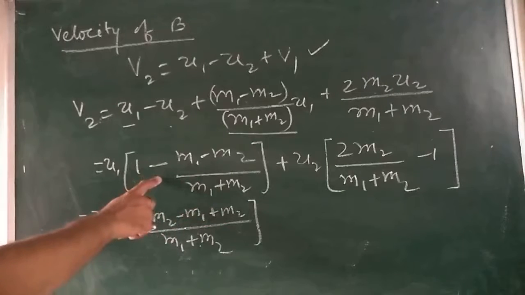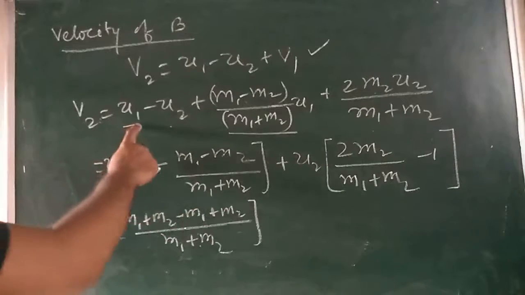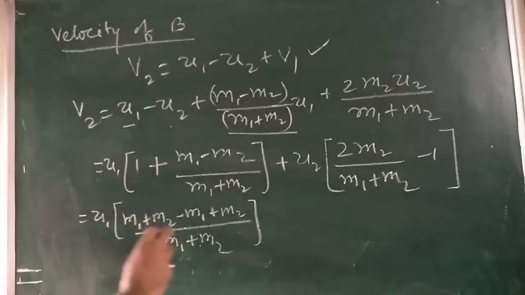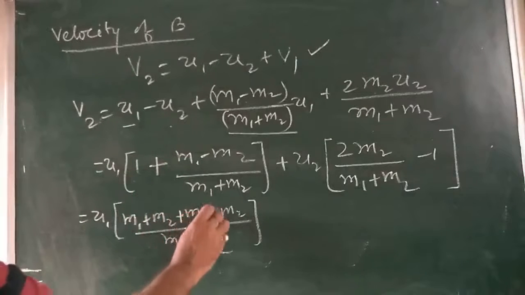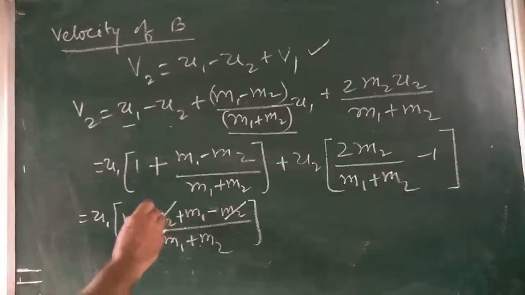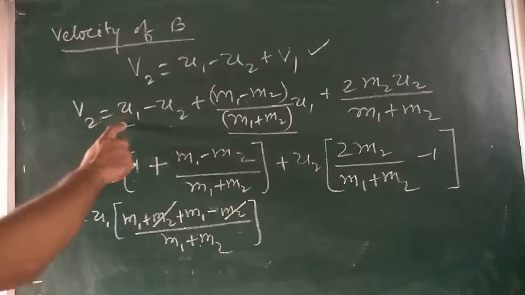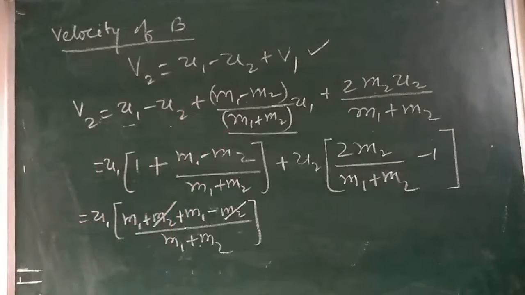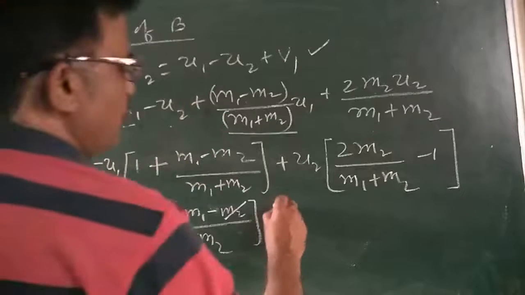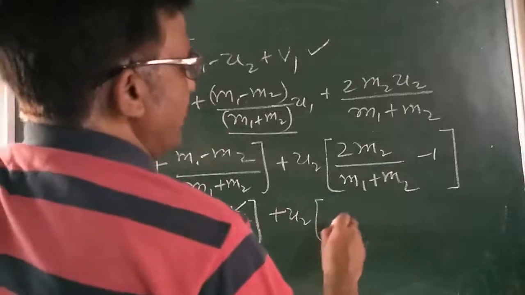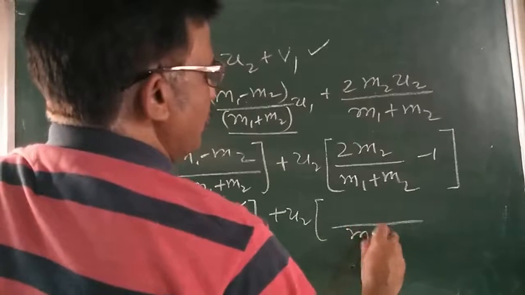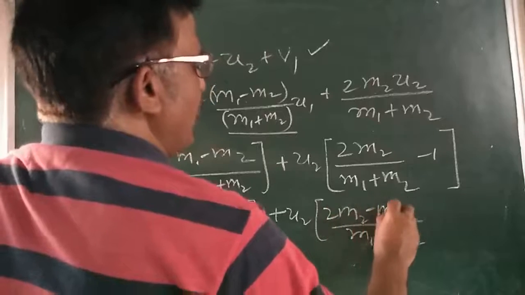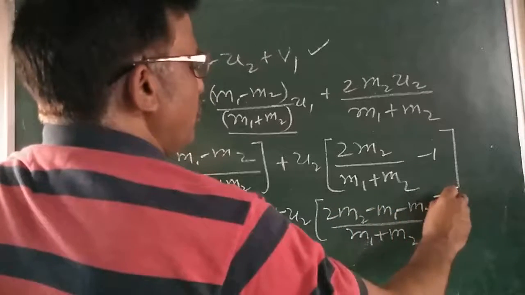Here u1 is taken common. Sorry, it is plus. So m1 plus m2 plus m1 minus m2. Here m2 cancels with m2. See that, taking common in this and this, we get a plus sign here. Similarly u2, that is m1 plus m2, so twice of m2 minus of m1 and minus of m2.